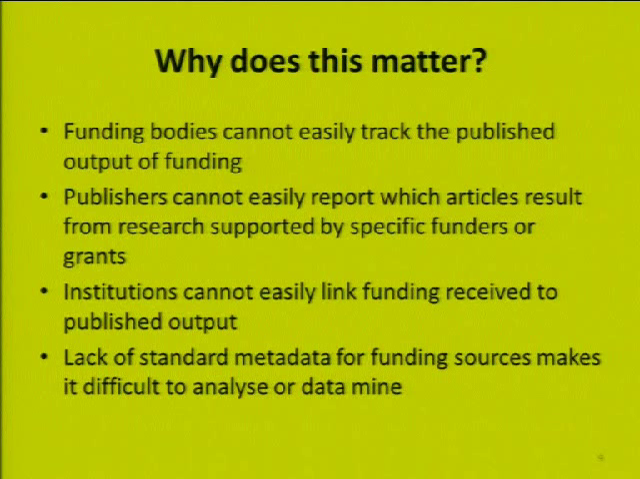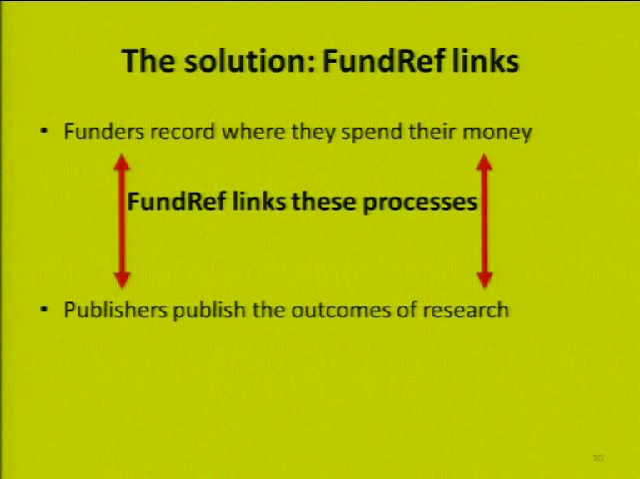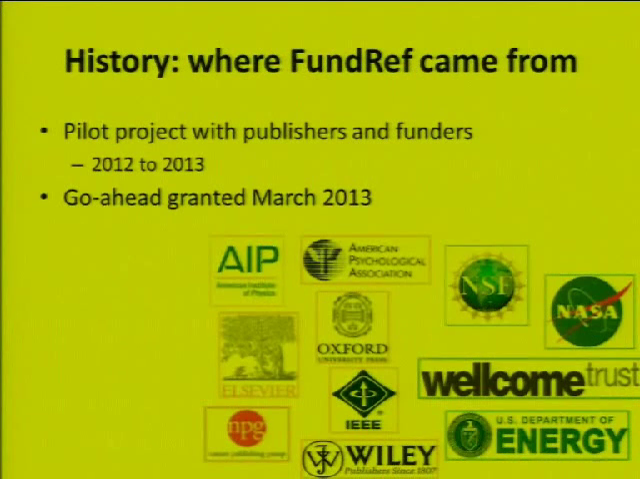The reason this matters is because universities and grant funding bodies want to know what publications have come out of their funding. They want to easily link to that content, and sometimes they want to be able to collect that content so that they can prove and justify their expenditure on research through the outcomes of that research. So the solution CrossRef has come up with is FundRef, a linking system to link the publishers and the outcome of their research with the funders, so they can record where they spend their money.